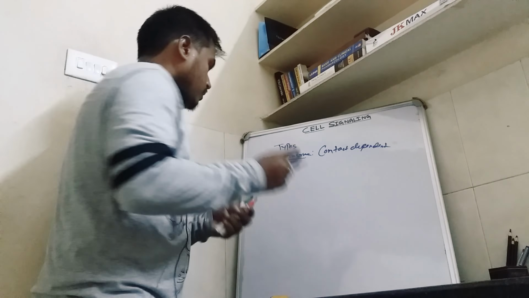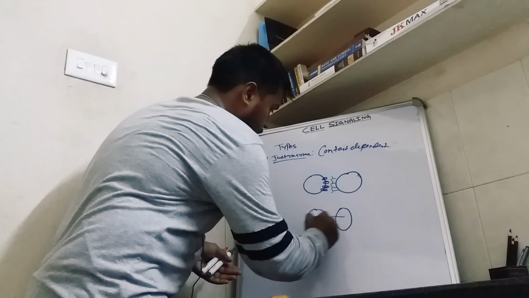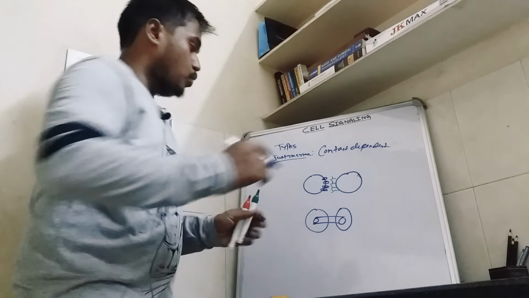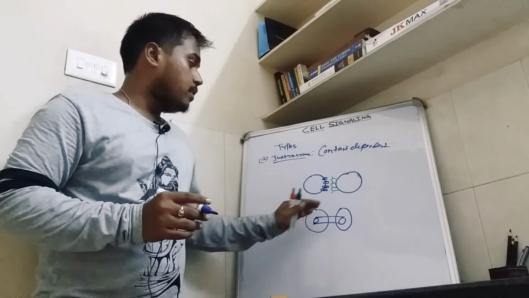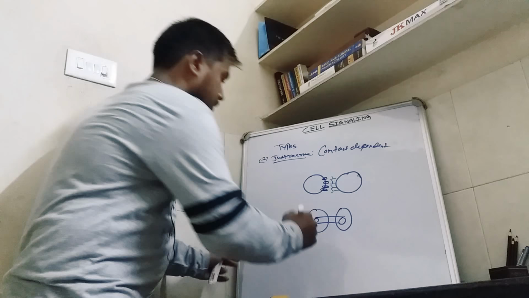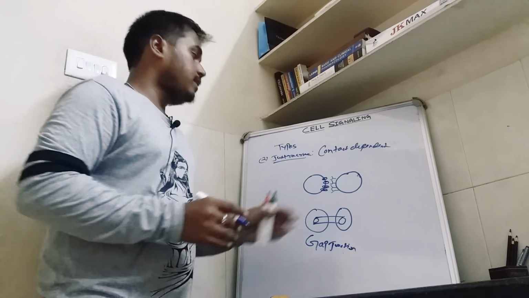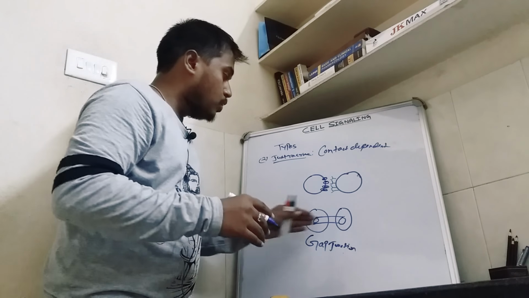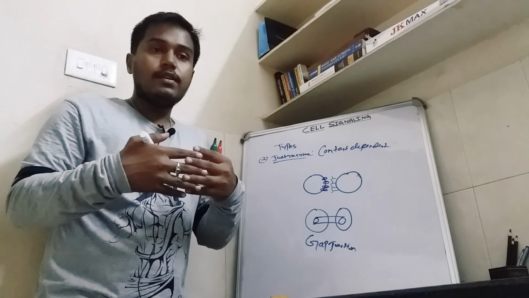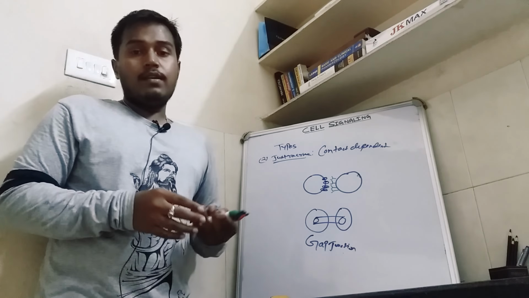So, don't confuse juxtacrine with gap junction. In gap junction, the two cells' cytoplasm is connected, and via this channel ions or other molecules are transported. Gap junction and juxtacrine are different. Here in juxtacrine, the signaling molecule and receptors are required, but in gap junction two cells are directly connected by their cytoplasm, and the ions and other molecules pass from one cell to the other.